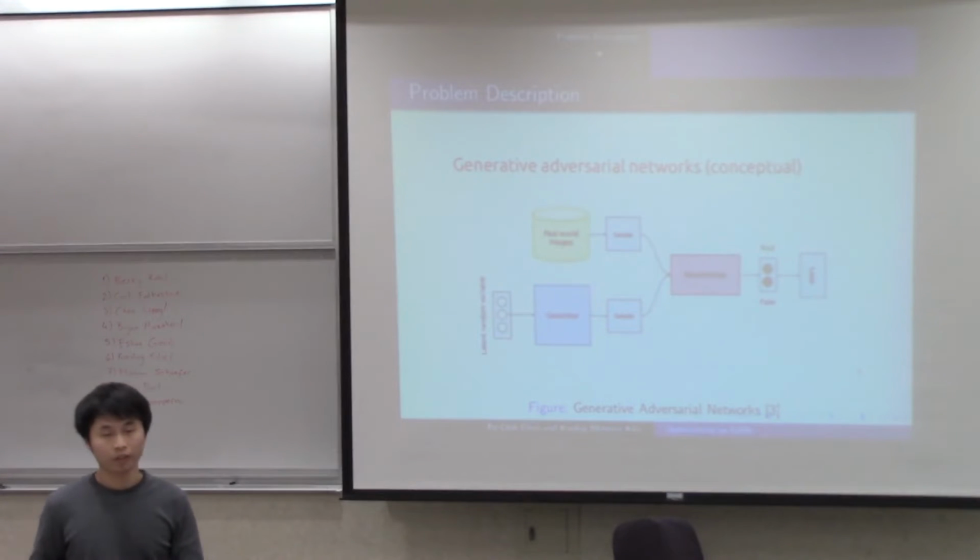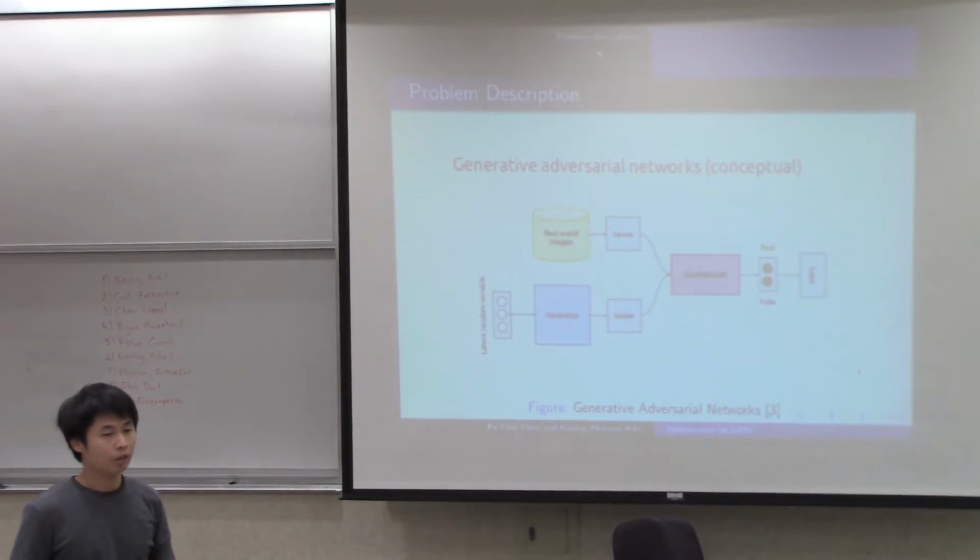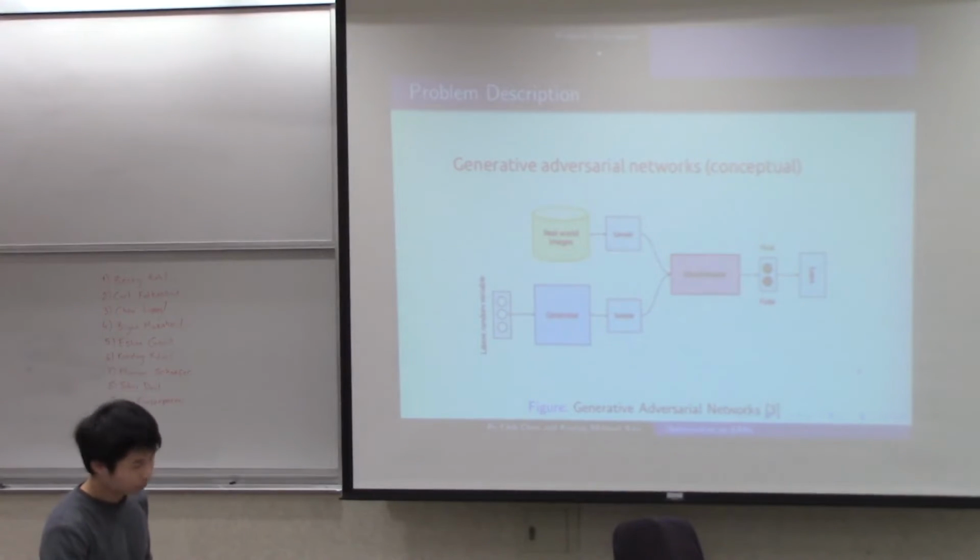So we can look at the conceptual figure. We can see that there is a generator, and it will learn to generate a distribution of images that mimic the real distribution of images. And the discriminator will learn to classify these real and fake images.